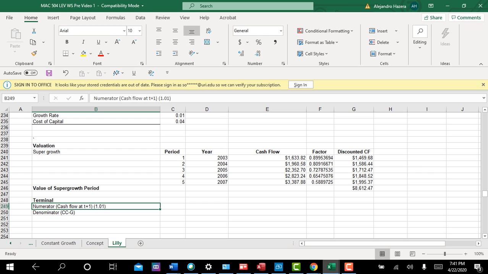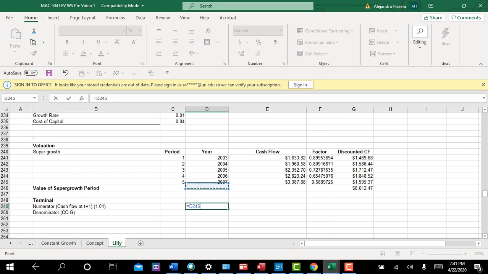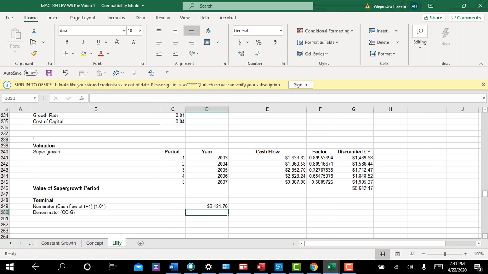So here's where we're going to do this. Our numerator here is equal to the year 5 cash flow times, in parentheses, 1 plus the growth rate for the terminal period. That looks about right. So that number grew by 1%. That would be our year 6 cash flow, t plus 1. T is equal to 5 in this case. And our denominator is going to be the cost of capital less the growth rate here.